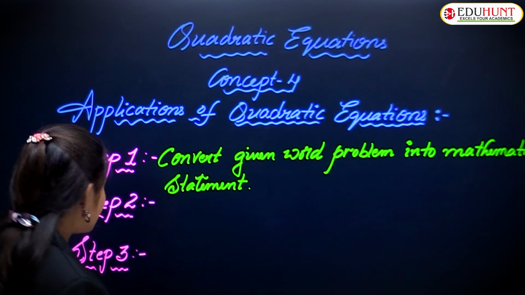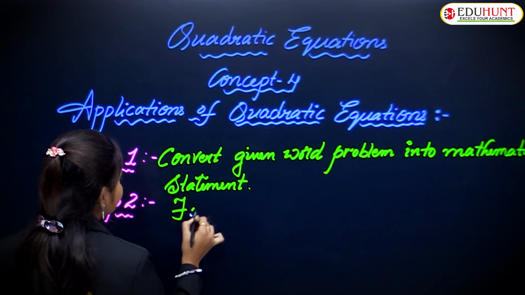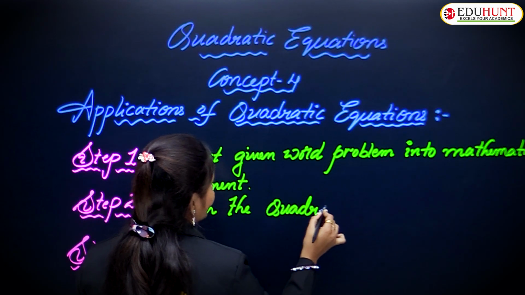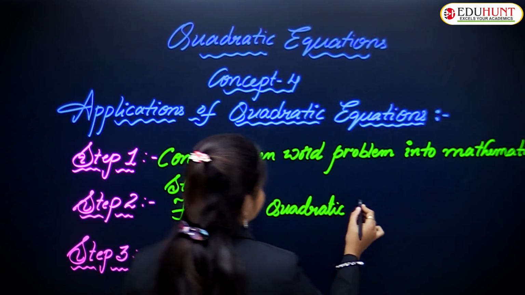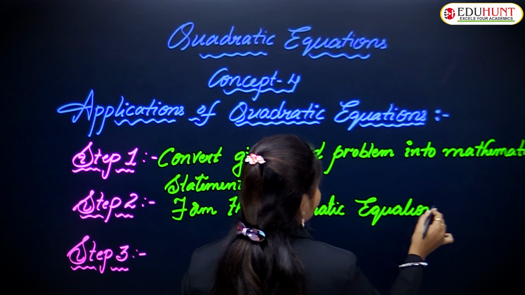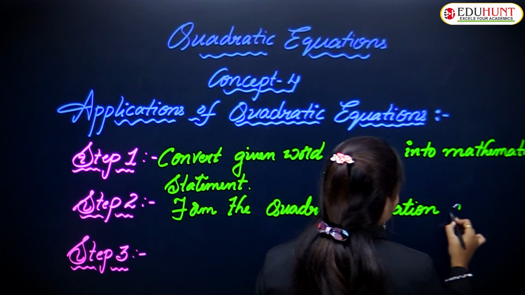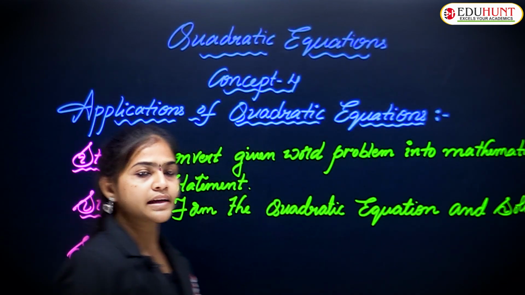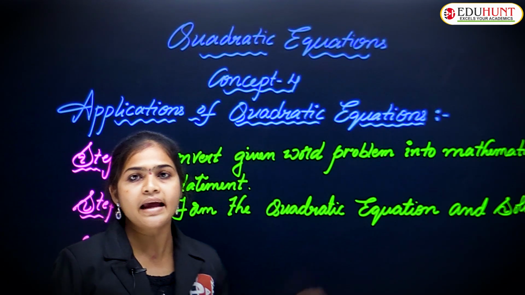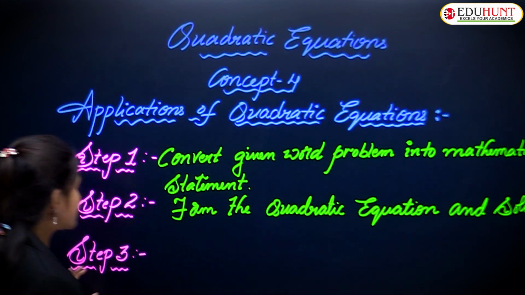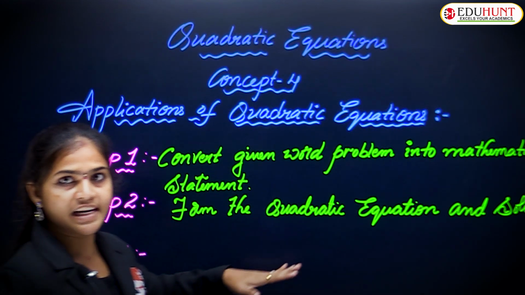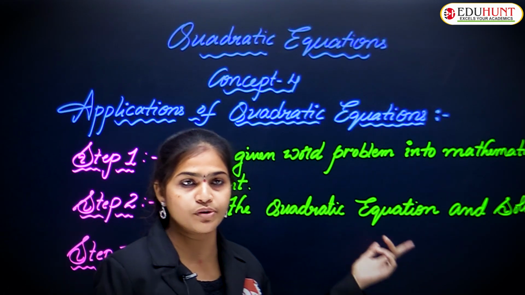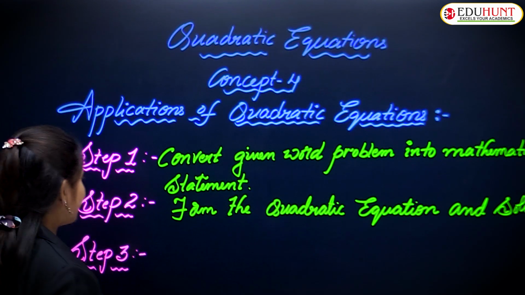The second point is: form the quadratic equation and solve it. This is the second step. Using the mathematical statement we wrote, first we have to form the quadratic equation, and after that we have to simplify it. That is the second step.